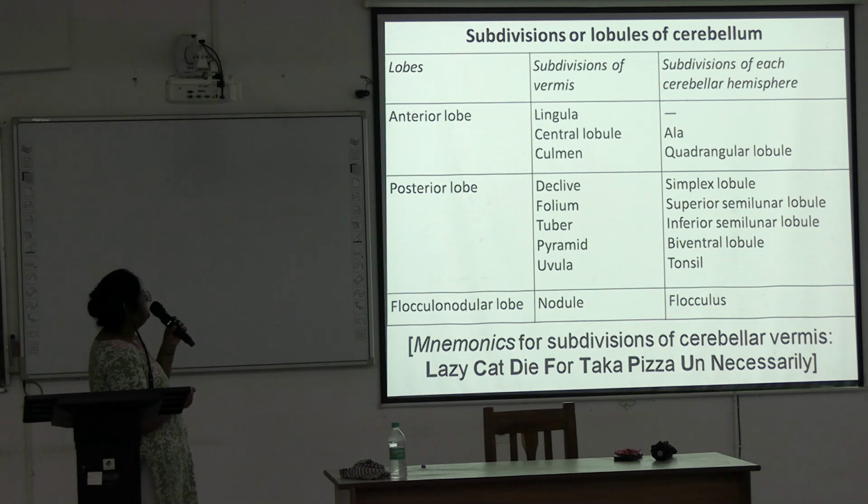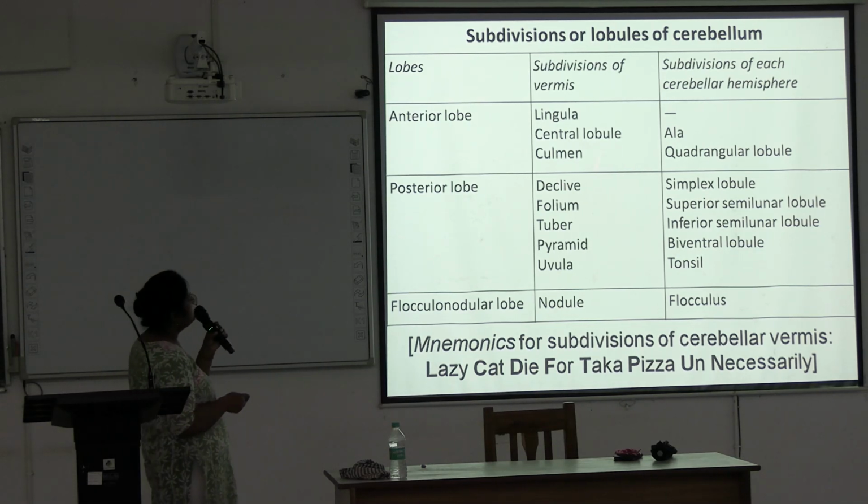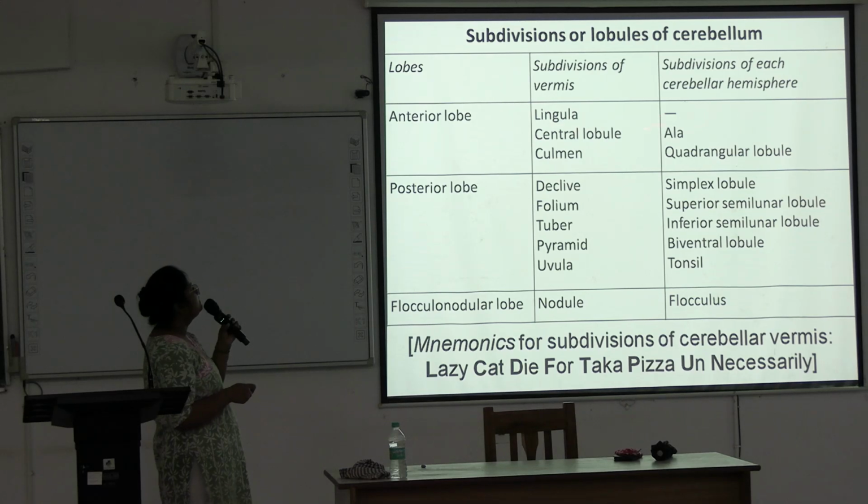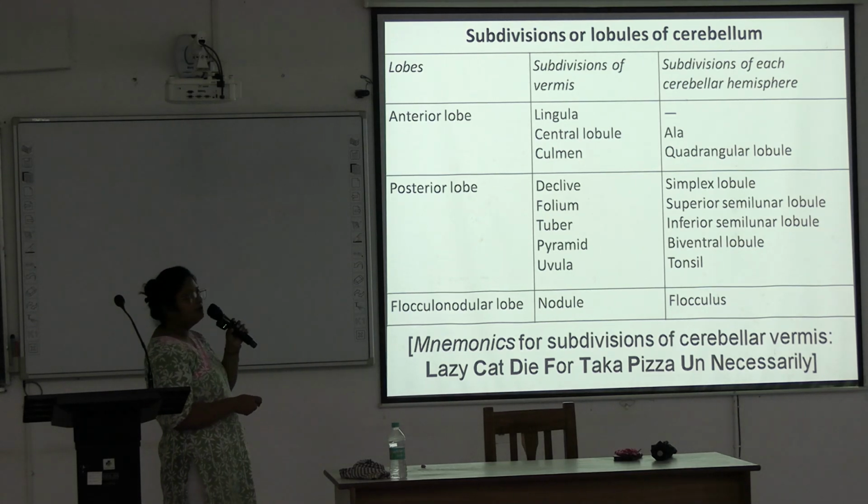Okay. In the anterior lobe, you are getting these three parts of the vermis: lingula, central lobule, culmen. Corresponding to lingula there is no corresponding part in the hemisphere. Central lobule corresponds to ala, and culmen to the quadrangular lobule.